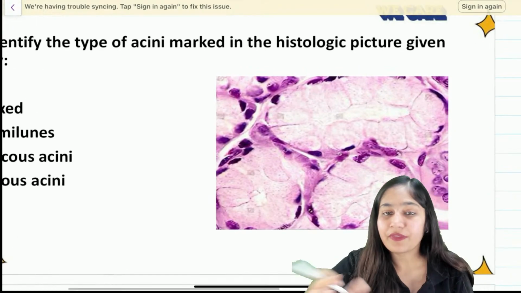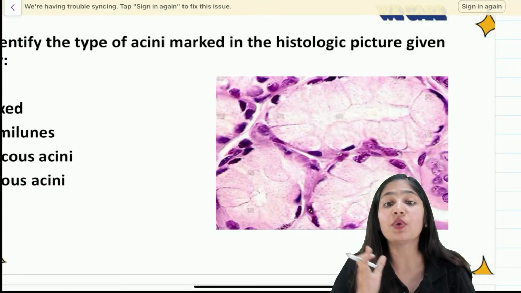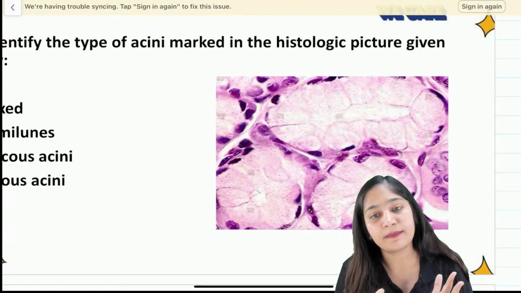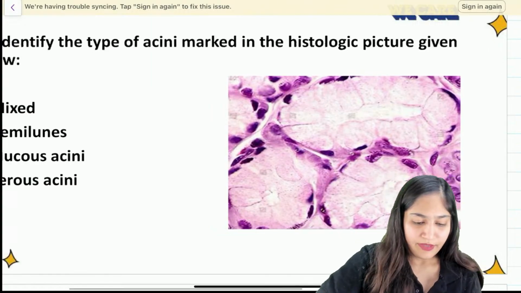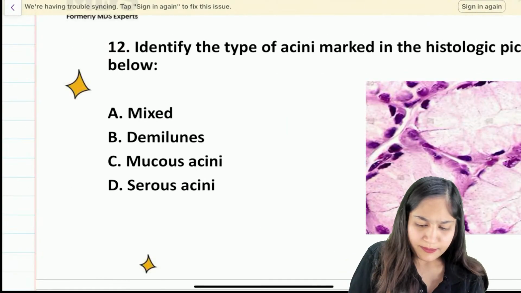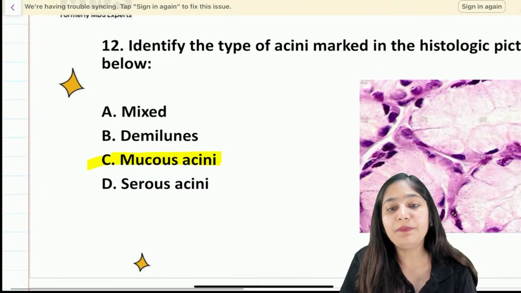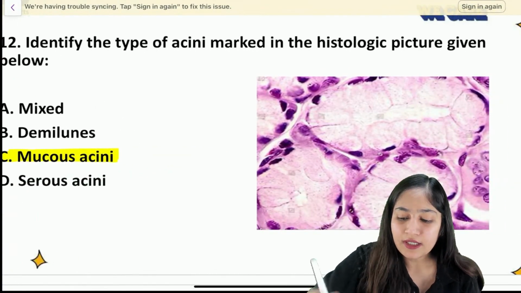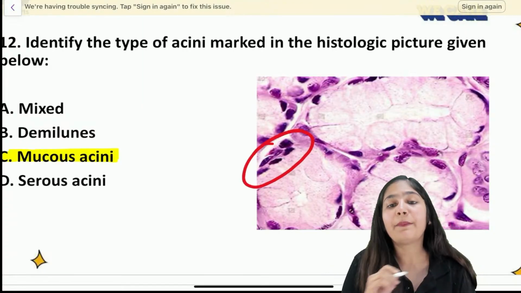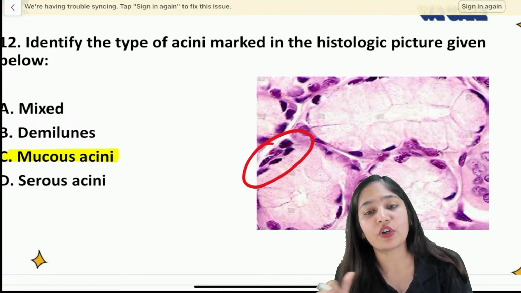Can you see? Is it darkly stained or is it lightly stained? Based on that, you can differentiate in the histologic picture. Right. It is lightly stained, so it is mucous acini. And you can see the nucleus present at the periphery. Flattened nucleus is present at the periphery of the cells.